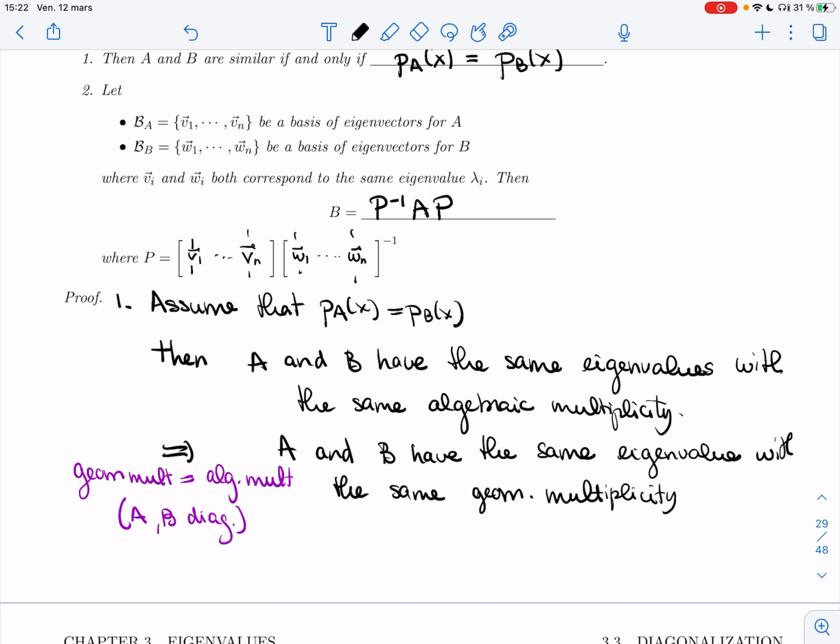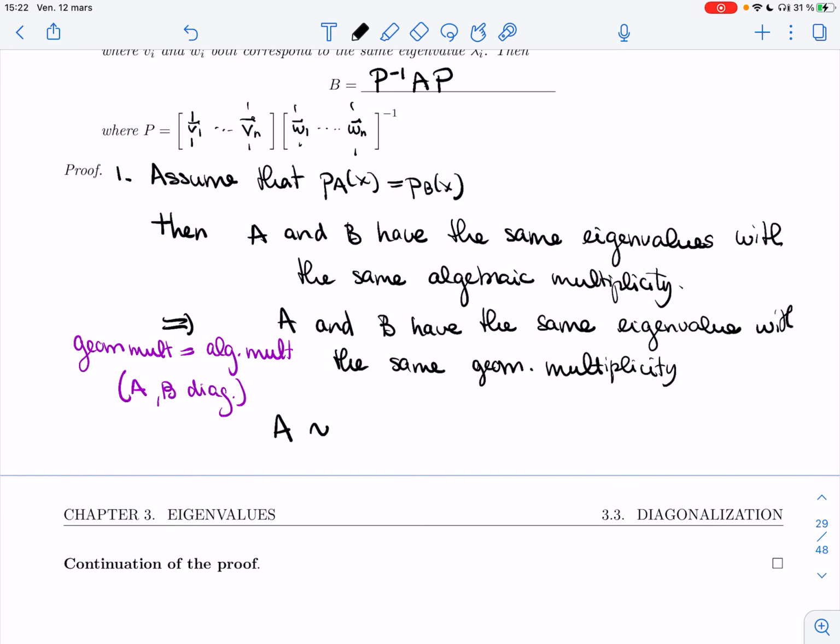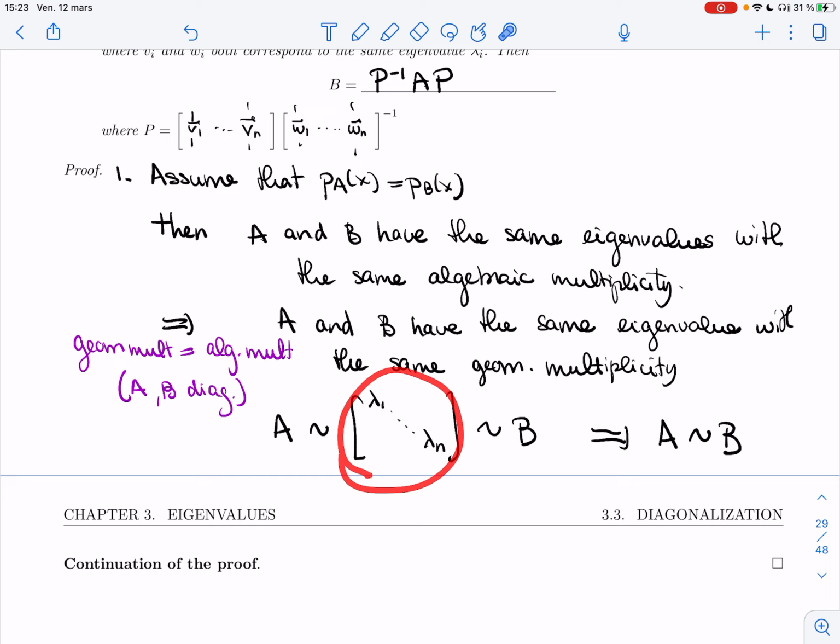And so if we look at what A corresponds to, A corresponds to a diagonal matrix with those eigenvalues on the diagonal. But these are the same ones as for B with the same frequency, and so this would be the same as B. And since we've proven that if A is similar to D and D is similar to B, A is similar to B, A and B are similar. Okay, so really, if they have the same characteristic polynomial and they're both diagonalizable, they're similar to the same diagonal matrix, this one, and so they're similar to each other.